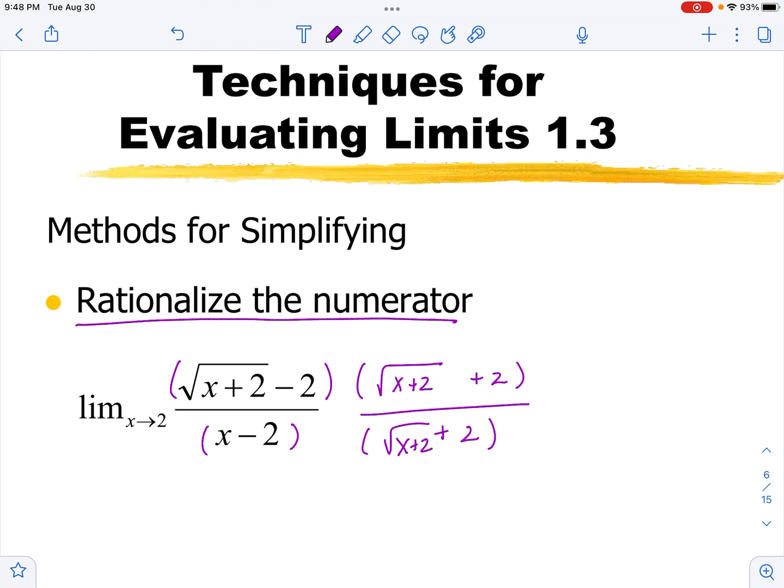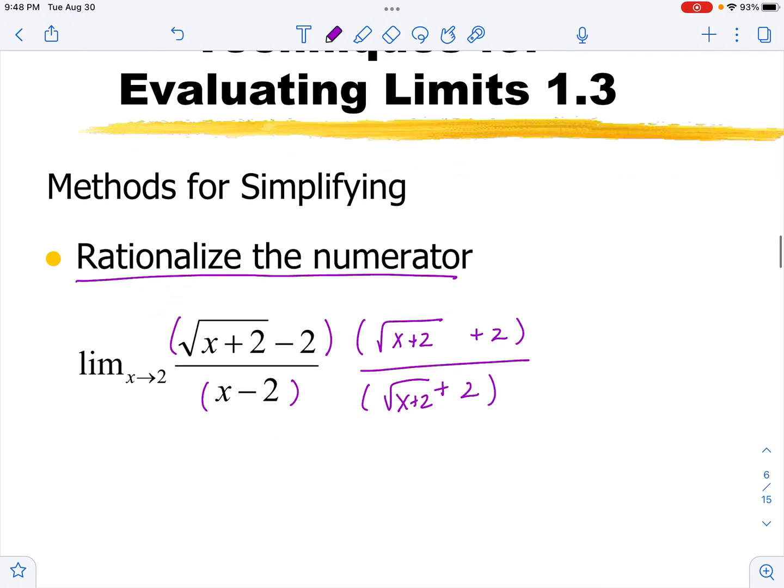Now, when you do this, you will distribute out the numerator, but you will not do the denominator. So you need to leave it the same. So what we're going to have, again, notation, limit as x goes to 2. When we distribute here, the square roots will cancel. So we're going to have x plus 2, and then plus 2 square root of x plus 2, minus 2 square root of x plus 2, and minus a 4.